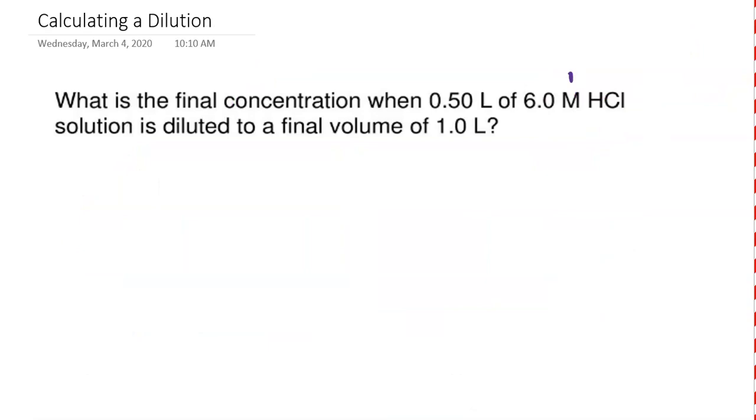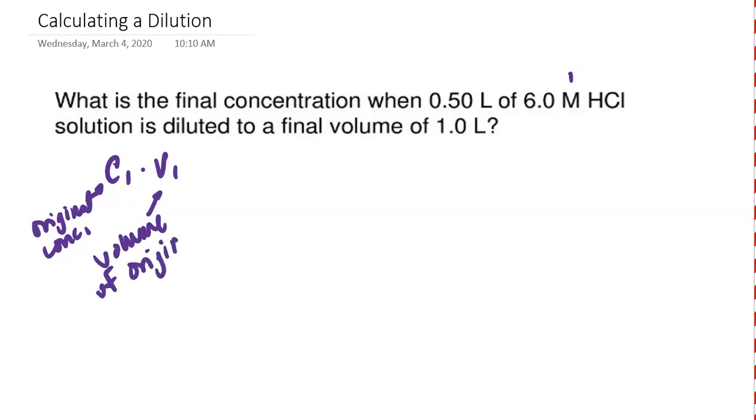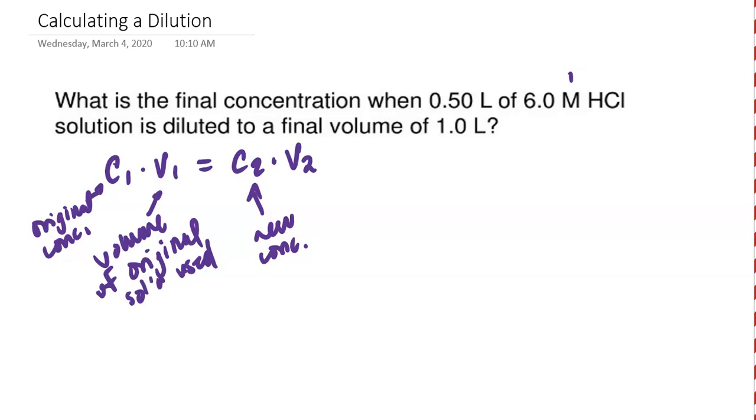Basically, you're going to use the following formula. I'm going to take my original concentration, multiply it by my original volume, or the volume of original solution used. I'm going to set that equal to the new concentration of the solution, multiplied by the volume of the new solution that's prepared.